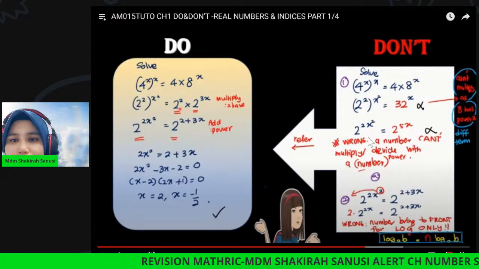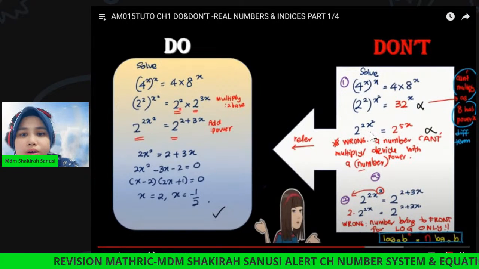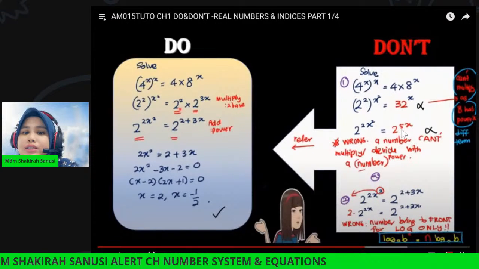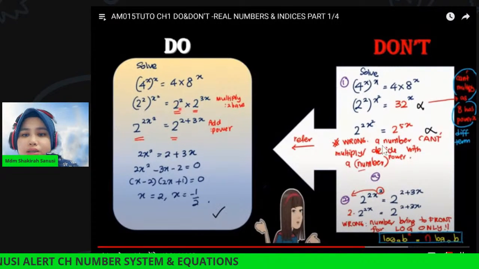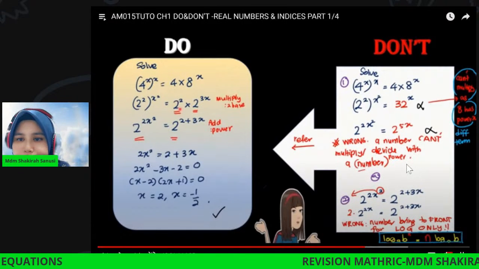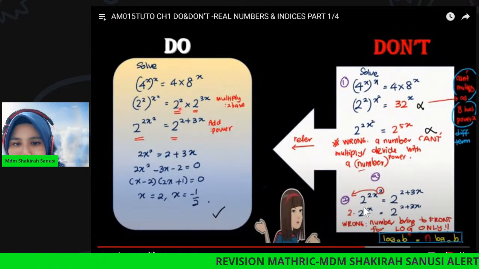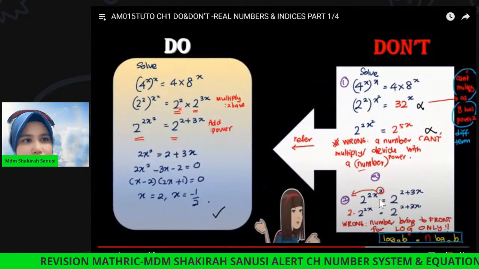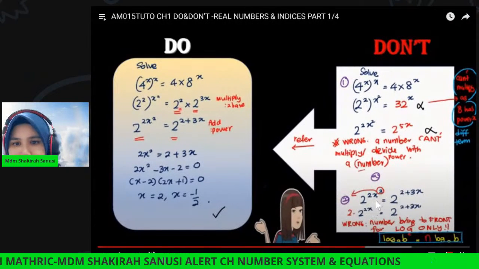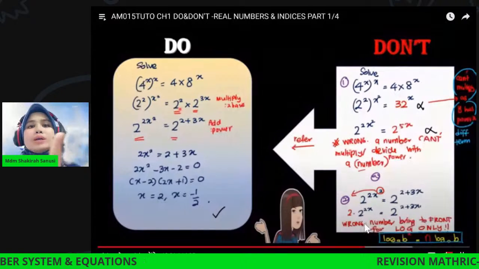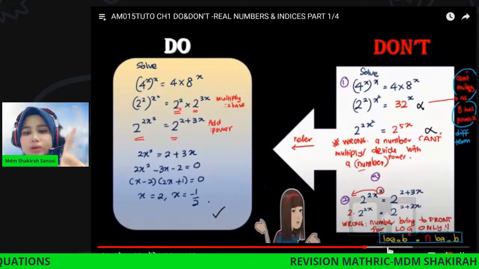Next one. You have 2 power of 2x square equal to 2 power of 5x. We can't do that there. Wrong. A number can multiply or divide with a number with power. So look at the number 2 at the bottom there. 2 power of 2x square. Look, it brings it to the front unless it is a power on the number only.